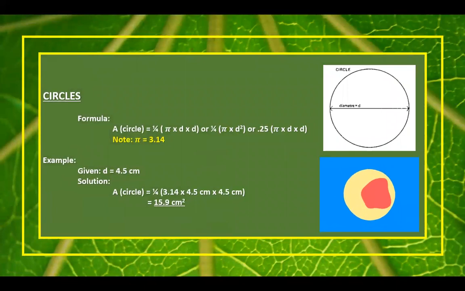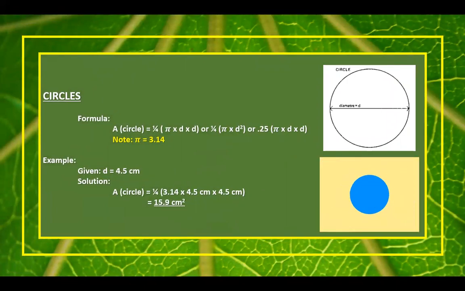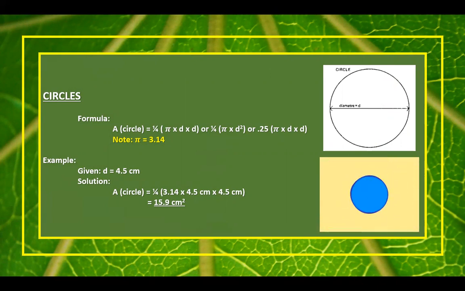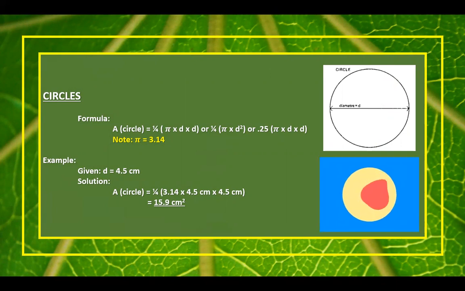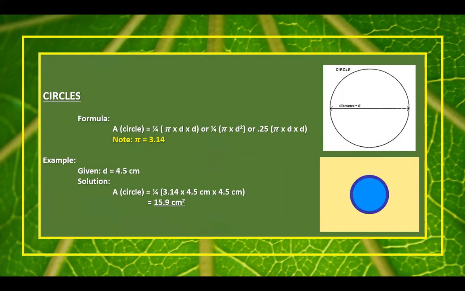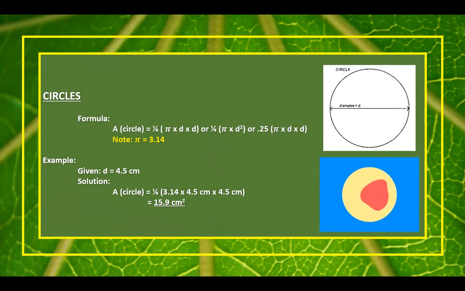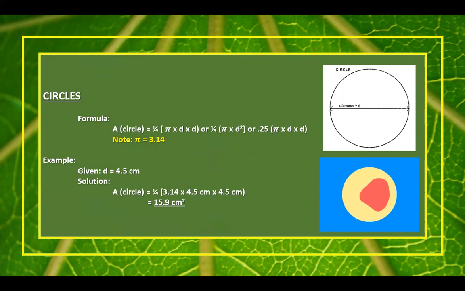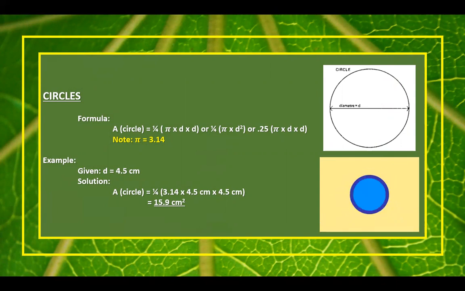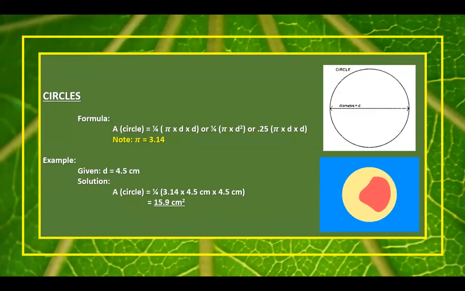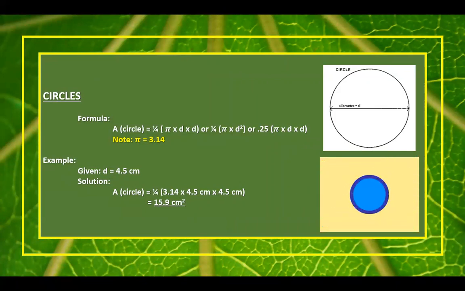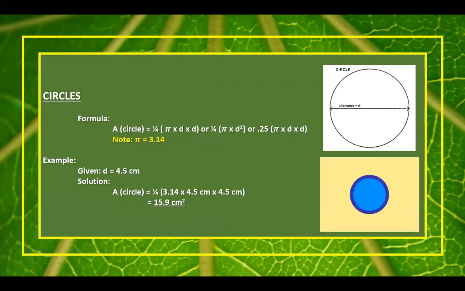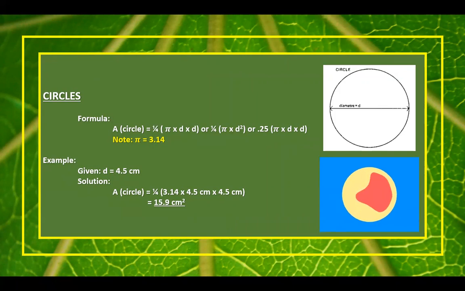Lastly, for the surface area, we have circles. So for circles, we follow the formula: area of the circle is equal to 1/4 times pi times d times d, or 1/4 times pi times d squared, or 0.25 times pi times d squared, or area of circle is equal to pi r squared, where r is half of the diameter. So take note that pi is equivalent to 3.14, which is constant.